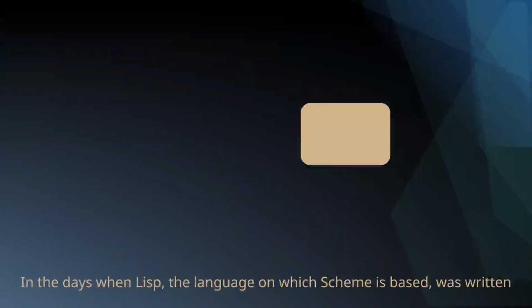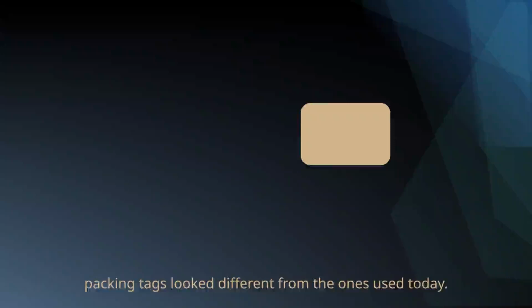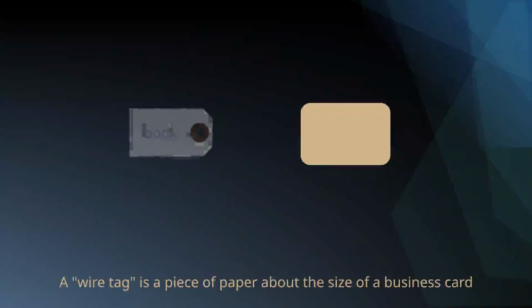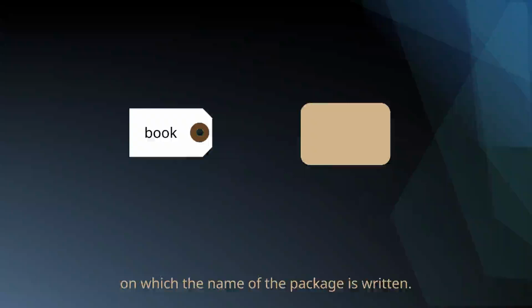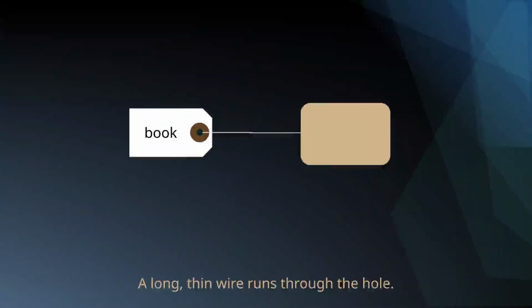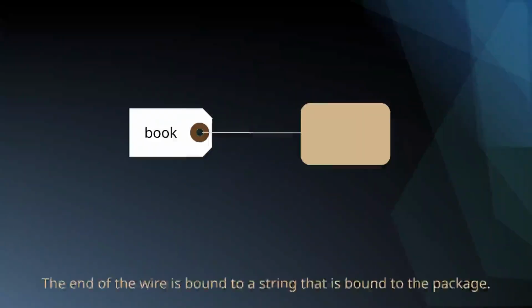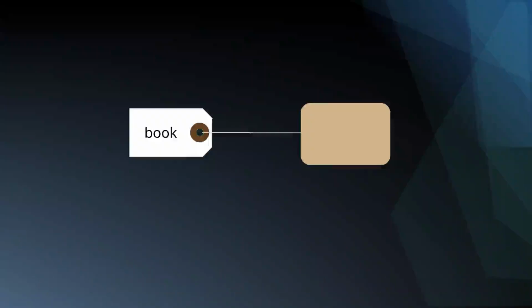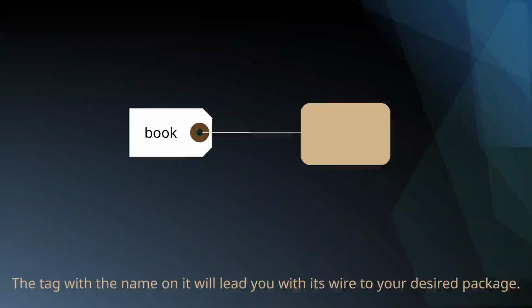In the days when Lisp, the language on which Scheme is based, was written, package tags looked different from the ones used today. A wire tag is a piece of paper about the size of a business card, on which the name of the package is written. The edge of the paper has a hole in it, and is reinforced with round brown paper to prevent tearing. A long, thin wire runs through the hole. The end of the wire is bound to a string that is bound to the package. The tag with the name on it will lead you with its wire to your desired package.